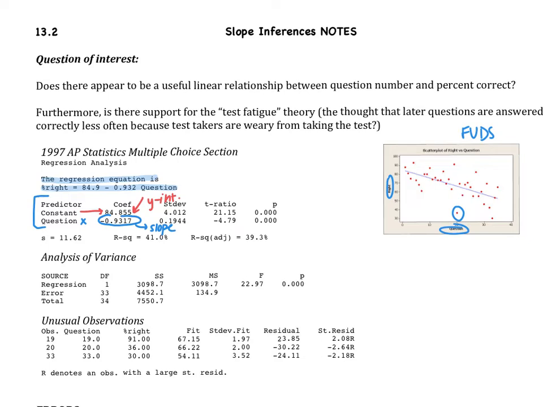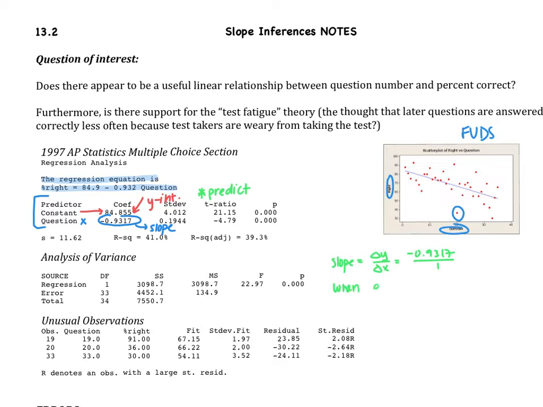When interpreting, what is most important is that you include the word predict. Predict. Do we want to go through those sentences, or are you confident that you can interpret slope and y-intercept? Yeah, we want to go over both. Okay, slope. Remember, it is change in y over change in x, which in our case is negative 0.9317 over 1. Y is the percentage of students that answered that question correctly. X is the question number.